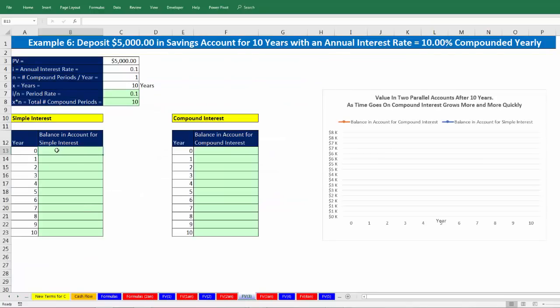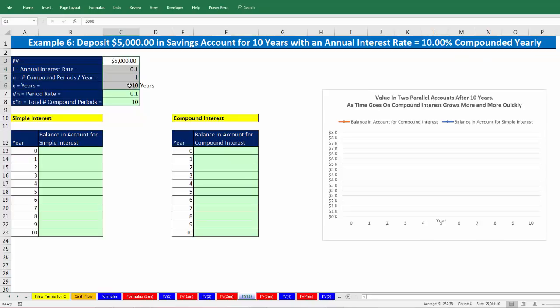And I want to do a calculation based on simple interest over 10 years and then compound interest for the same investment for 10 years and then plot it and see what happens over time as we compare simple interest and compound interest. Now, here it is. We deposit $5,000 in a savings account for 10 years with an annual interest rate of 10% compounded yearly.